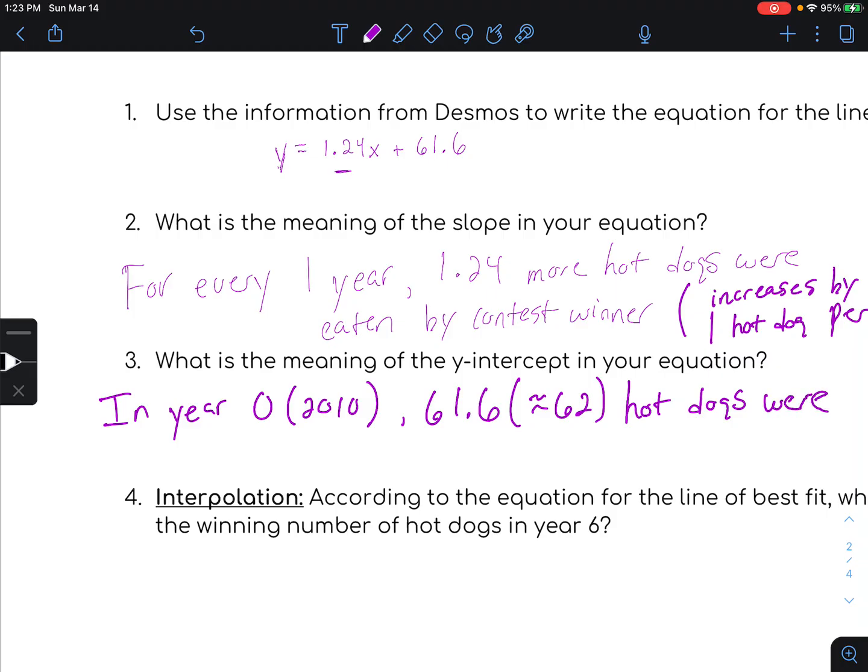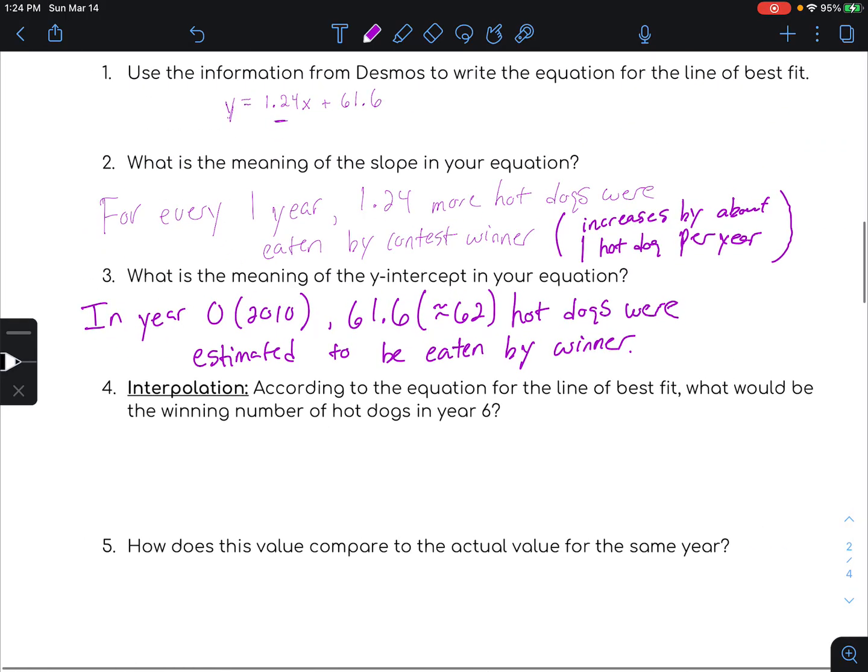were estimated to be eaten by the winner. Remember, our line of best fit is really a prediction line. It's an estimated line using the scatter plot. So our estimation is at the beginning, in about 2010, about 61.6 or about 62 hot dogs were estimated to be eaten by the winner. We trace our pattern backwards. All right.